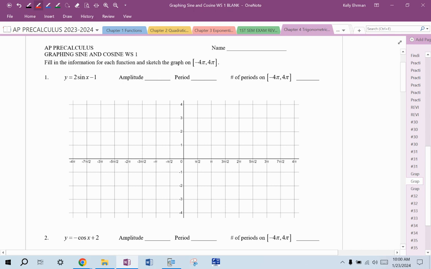All right, so starting with this first graph, we have to graph y equals 2 sine x minus 1. Now the minus 1 is down 1. I'll talk about how to address that in a minute. Let's fill out some of the stuff on the top.